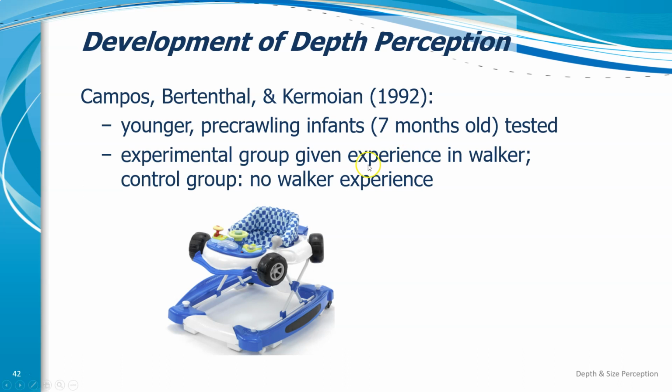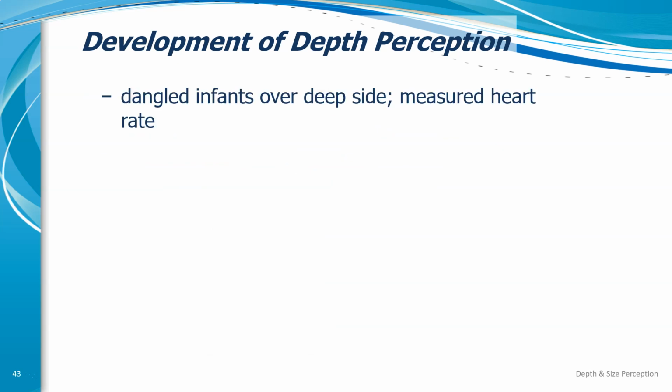So they were given experience in a walker, even though they couldn't walk yet. And the control group, well, they didn't get to play in one of these walkers. Carefully controlled and supervised. Can I say that? Okay. After being given this experience or not, they took their infants and, oh dear, they dangled them. This sounds worse than it is. Dangled them over the deep side of the visual cliff. Okay? And they measured the heart rate.